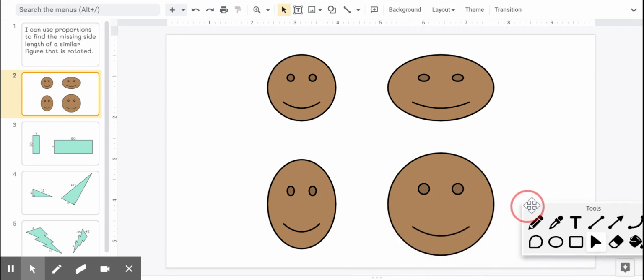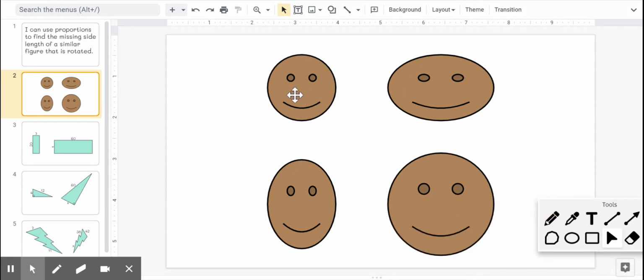All right, so we have our original smiley face up here. This one got wider, but the height didn't change. So that one is not similar. This one got taller, but it stayed the same width. So that's not similar. But this one got both taller and wider. It was multiplied by the same scale factor. So let's say we times the height by 2, we also times the width by 2. So this one is similar.